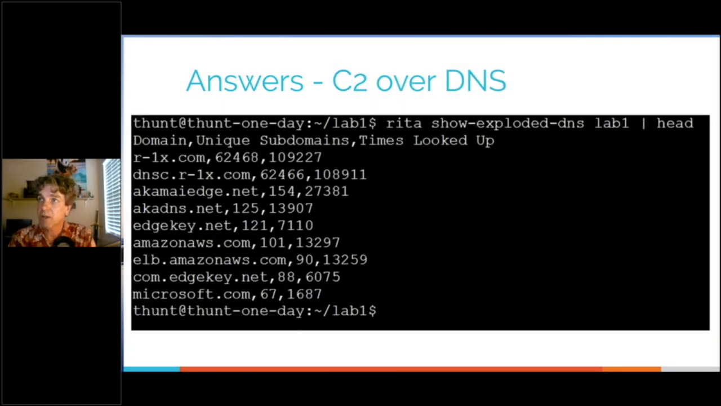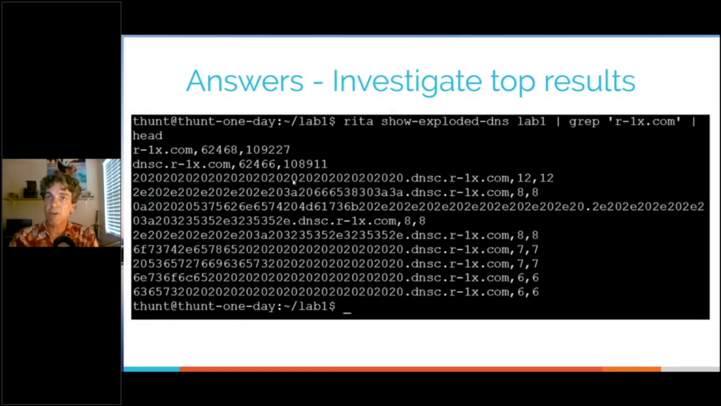C2 over DNS, I can go in and say RITA show exploded DNS, and it gives me 2 sections of information. The first is these nice summaries. So again, more than 1,000 fully qualified domain names, that's something I need to pay attention to. These stick out like a sore thumb, so that shows up at the very beginning. And then as I dig through, I can see this is my C2 channel. This is part of my command and control, my calling home to say, do you have anything for me to do? What answer comes back to that question is my command and control orders.